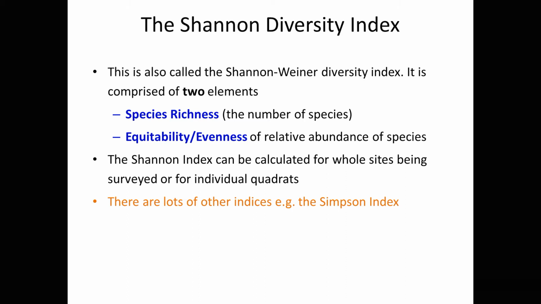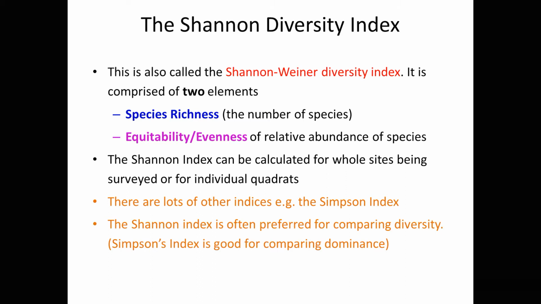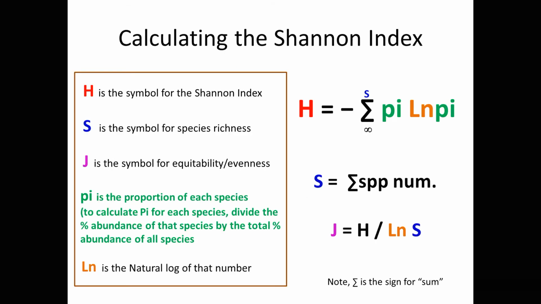And there's lots of other indices. One that I will point out to you because it's regularly used as well is called the Simpson Index. Sometimes people use it to calculate diversity too. I think that there's a variation of opinion. I personally prefer the Shannon Diversity Index because it allows you to look at the species richness and equitability separately. Simpson's Index, however, is really useful if you're trying to compare dominance, because it focuses on that. So you can take your pick, but if you are going to pick this Shannon Index, this is its formula.